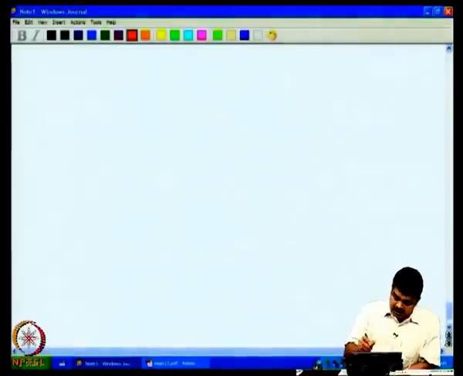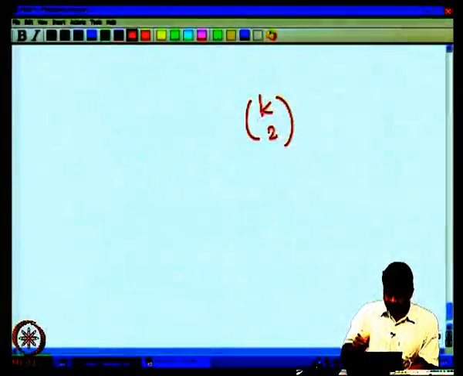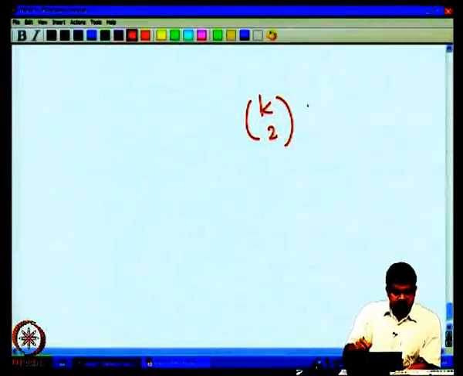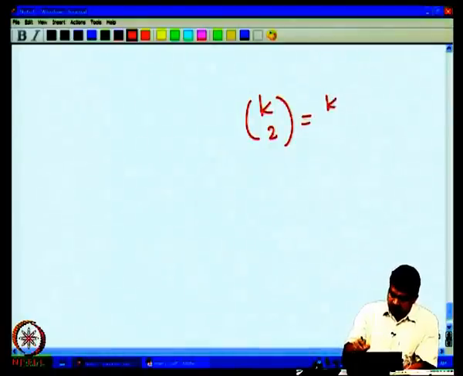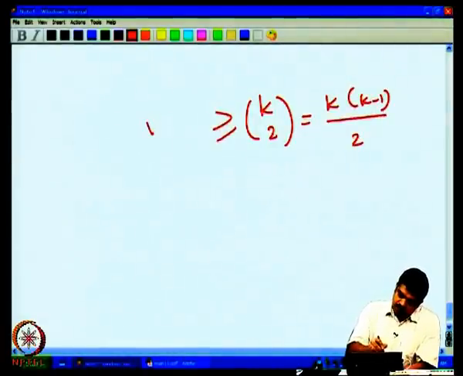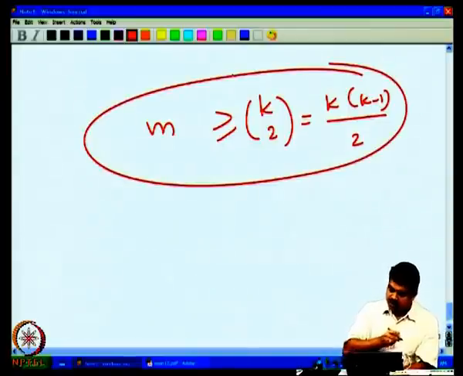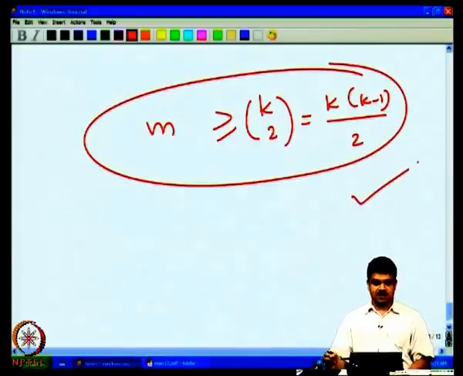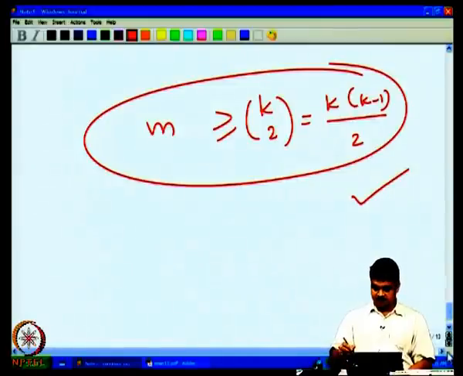There are k color classes, therefore k choose 2 edges should be there. K choose 2 because there are k choose 2 pairs of colors. So that is k into k minus 1 by 2. So this will be a lower bound for the number of edges. This is what I am saying, k into k minus 1 by 2. Okay, good.